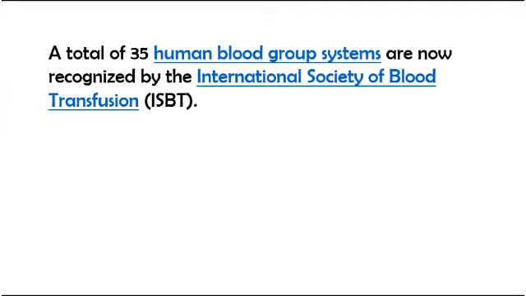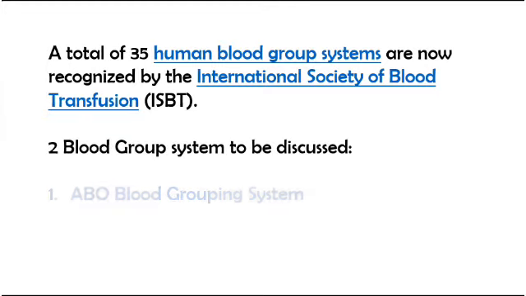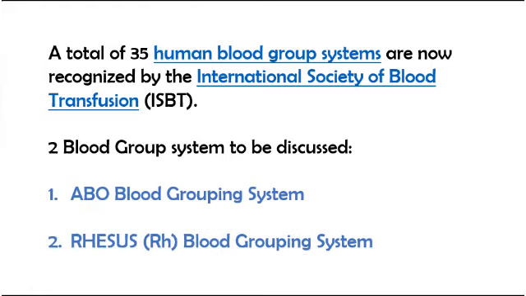So, a total of 35 human blood group systems are now recognized by the International Society of Blood Transfusion. This is the society that is responsible for studying all the blood grouping systems. So they have till now discovered 35 different human blood group systems, but we are going to consider here mainly two blood group systems. The first is the ABO blood group system and the second is rhesus, or what we call the RH blood grouping system.